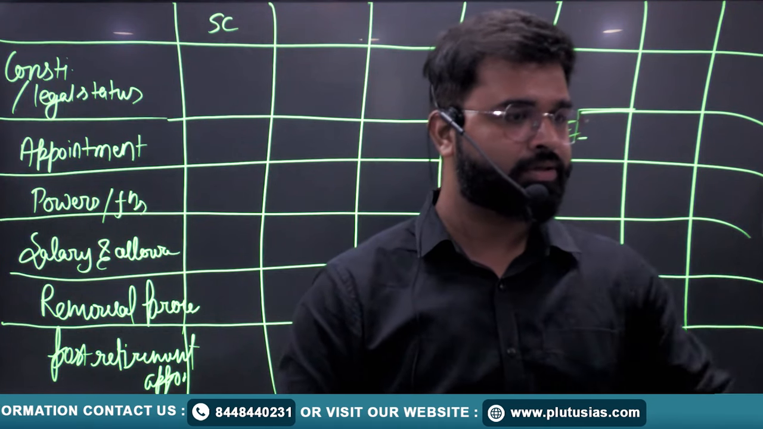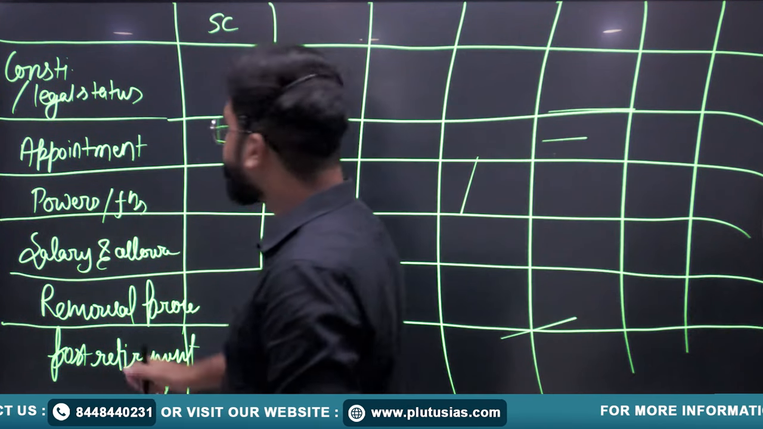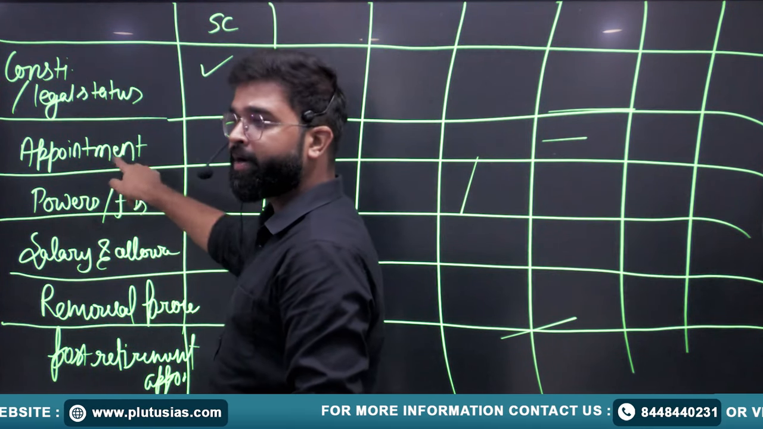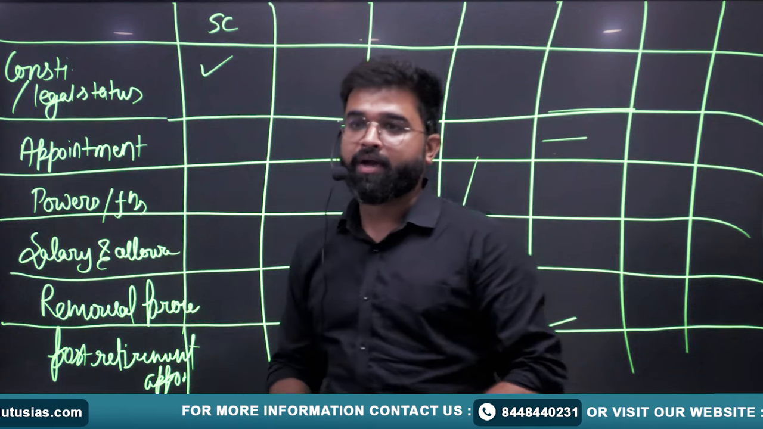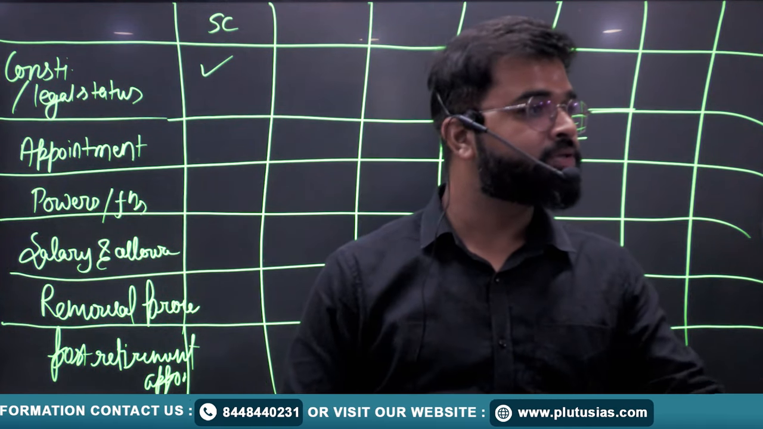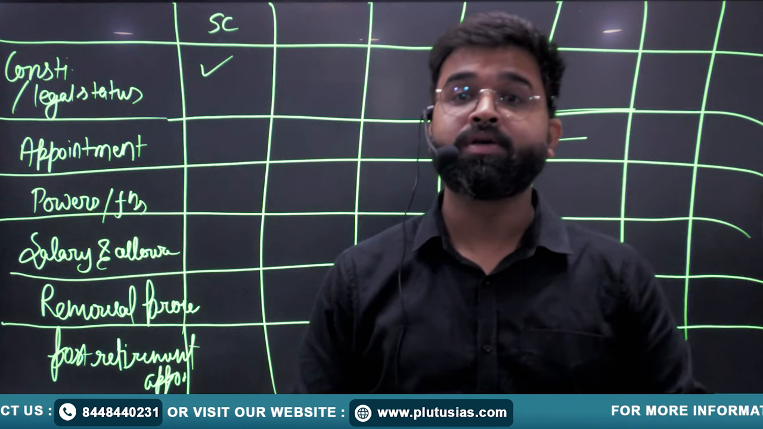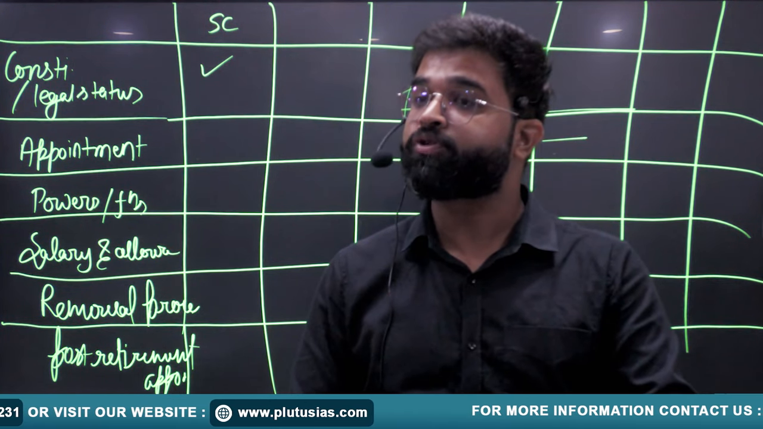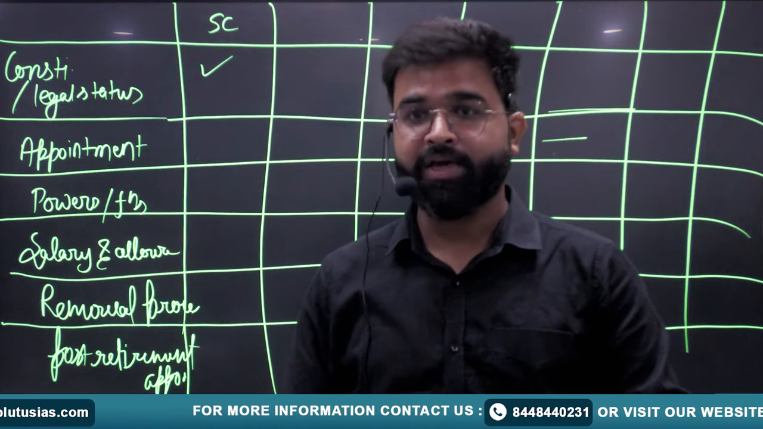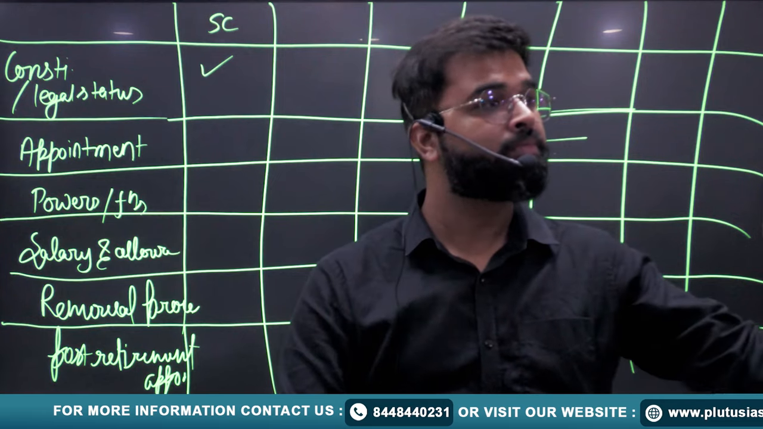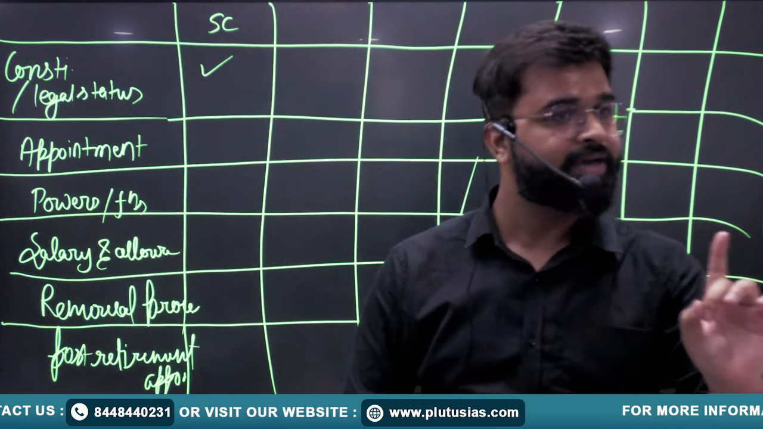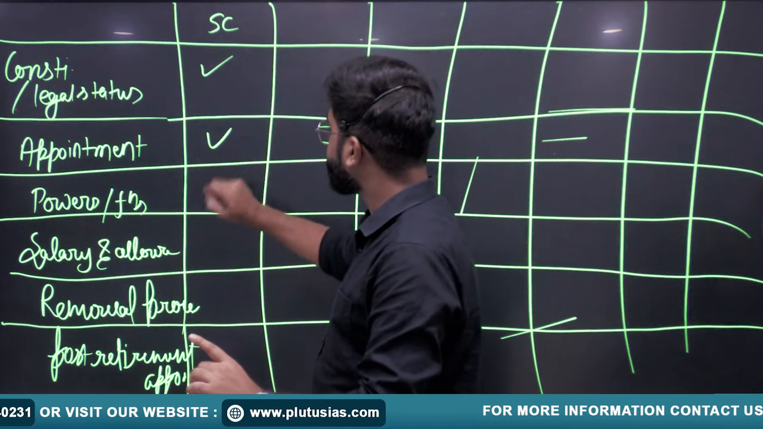Any organization. For example, Supreme Court. Constitutional status, yes or no? Is appointment secured from interference of the executive or not? Yes, it is secured. Why? Because appointment of judges of Supreme Court and High Court is done by the collegium system. Yes, the collegium system is immune from the executive's interference or political interference. Is it okay?